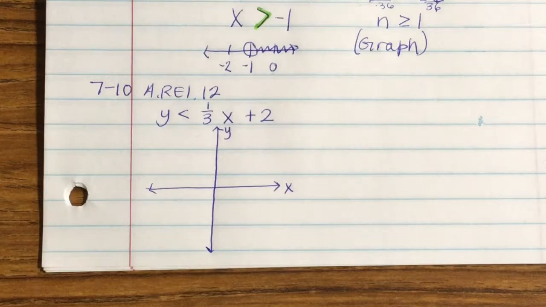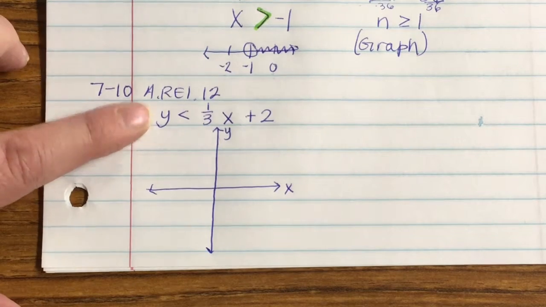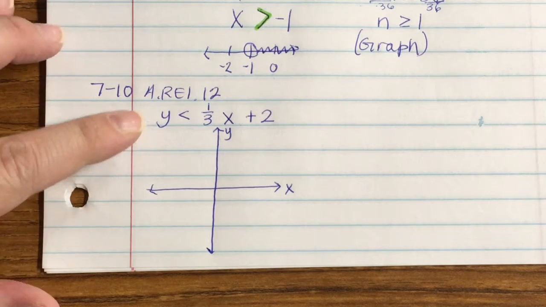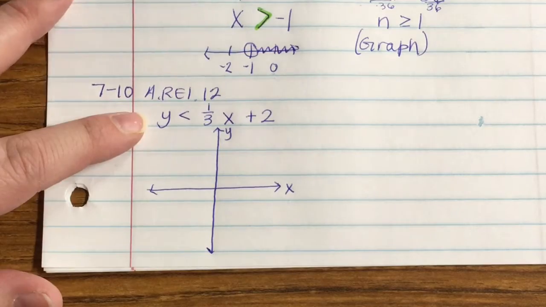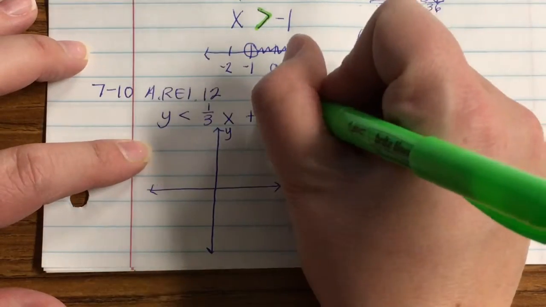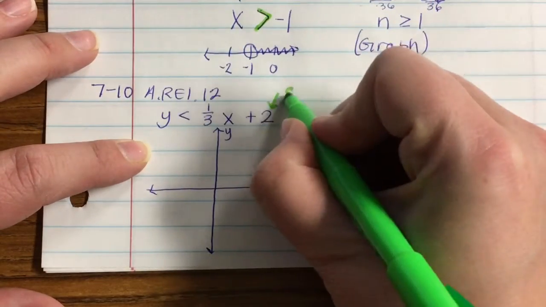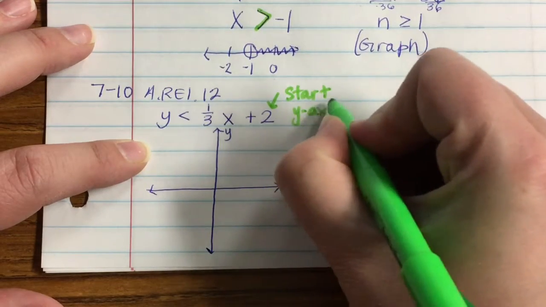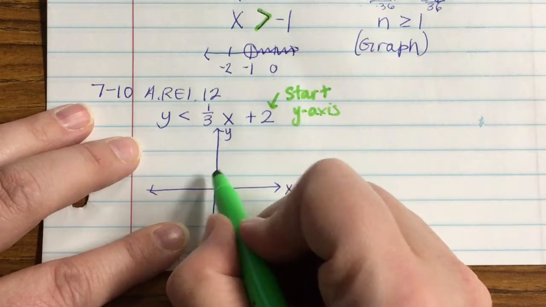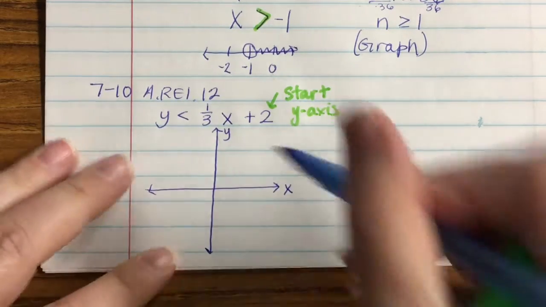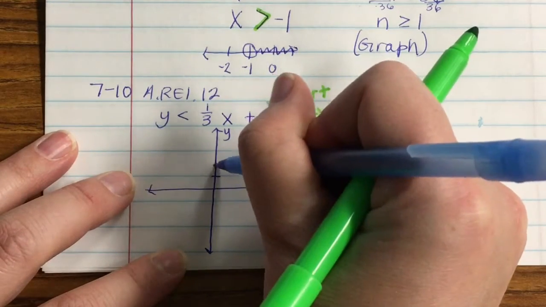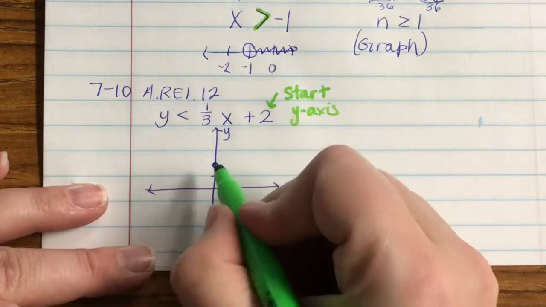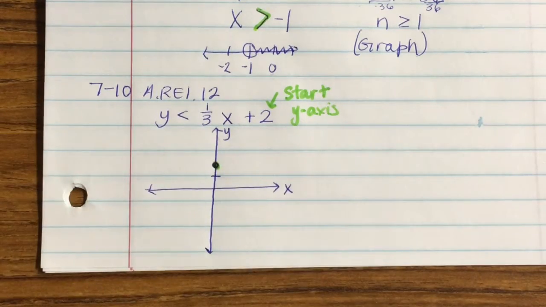When we're graphing a number, what do we need to do first to graph it? So I mean a number, an equation, an inequality. Multiply by the denominator. No, I wouldn't do that. No, you don't. I wouldn't solve. I would start here on the y-axis. So we would go up to 2 on the y-axis. So up to 2 on the y-axis. So that's where I started.